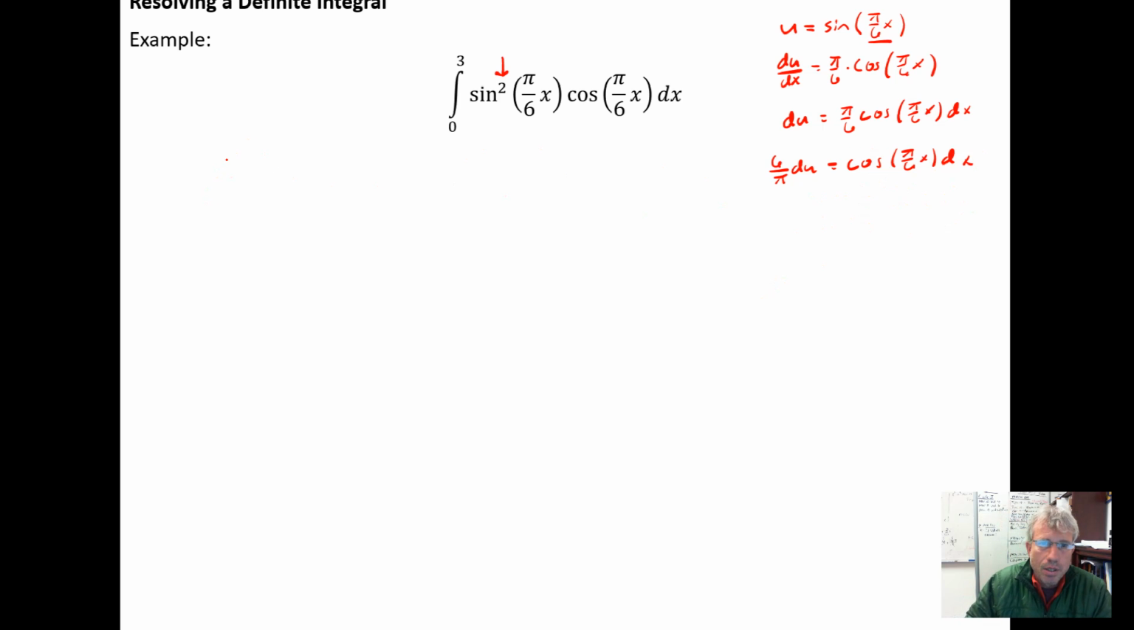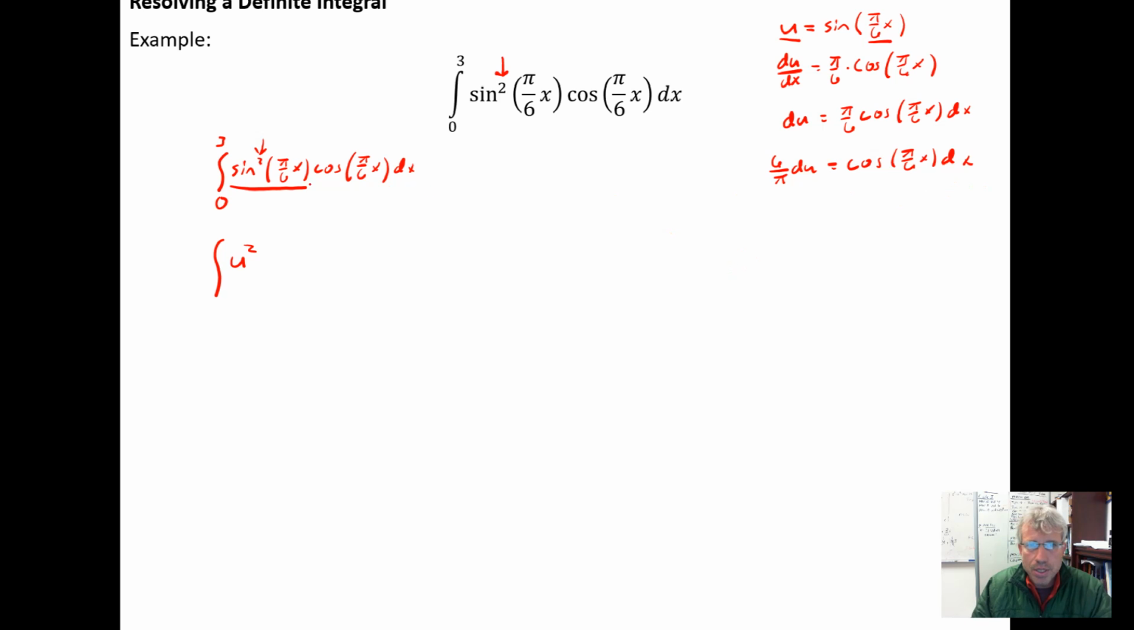So I'm going to write down the original integral. I have the integral from 0 to 3 of sine squared pi over 6x cosine pi over 6x dx, and I'm going to make my substitutions, but on purpose I'm not going to write in the bounds of integration here. So we're making the substitution u equals the sine of pi over 6x. So we replace sine pi over 6x with u, we get u squared.